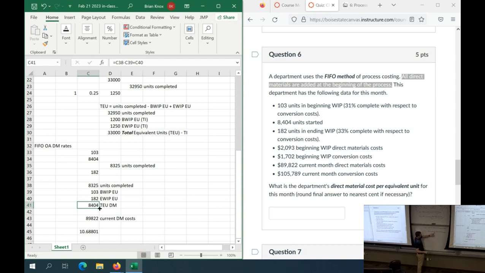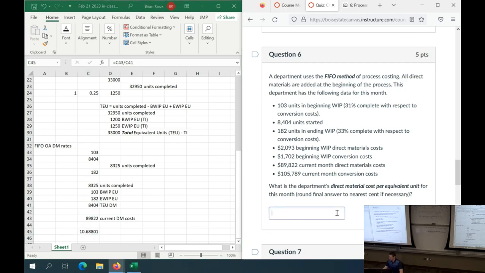If ending WIP physical units equals ending WIP equivalent units, and if beginning WIP physical units equals beginning WIP equivalent units, which is why it only works for direct materials when they're 100% complete, then these two cancel out. Beginning WIP minus beginning WIP equivalent units is the same thing. And these two cancel out. And you're left just with units started. That's the algebraic shortcut in this one narrow case. Okay. So 10.69 rounds up to that.